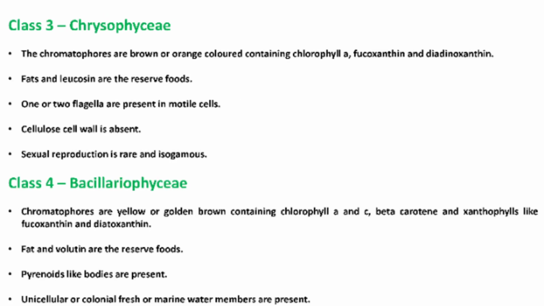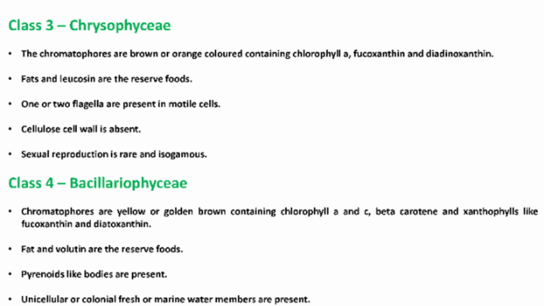Class 3 is Chrysophyceae. The chromatophores are brown or orange colored, containing chlorophyll A, fucoxanthin and diadinoxanthin. Fats and leucosin are the reserve foods. 1 or 2 flagella are present in motile cells. Cellulose cell wall is absent. Sexual reproduction is rare and isogamous.